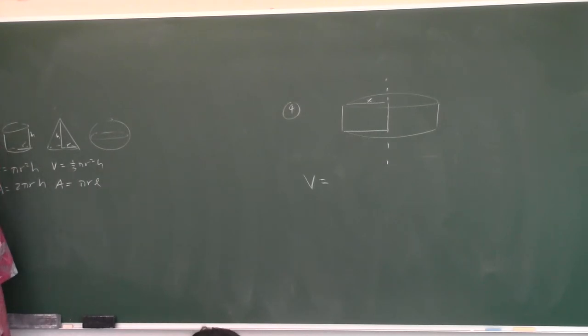And what is L? Length. Of what? This. What is this called? From geometry, that's called the slant height.